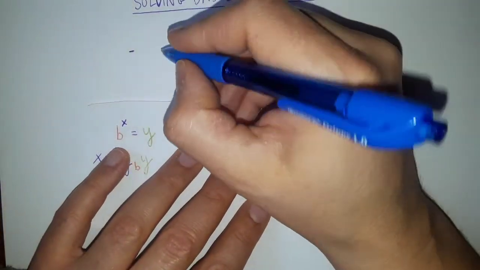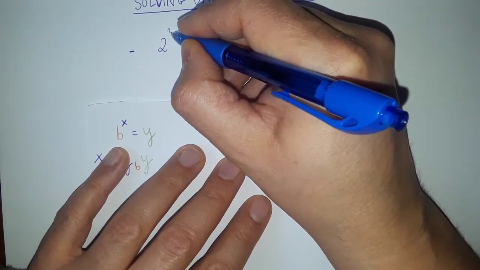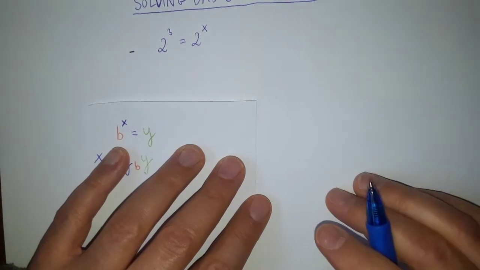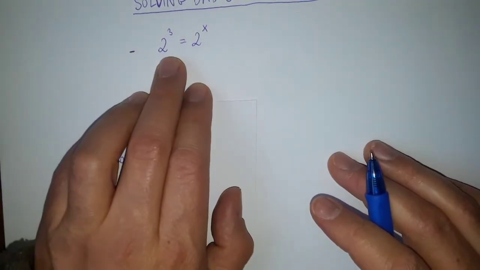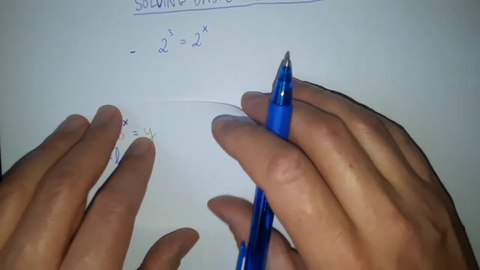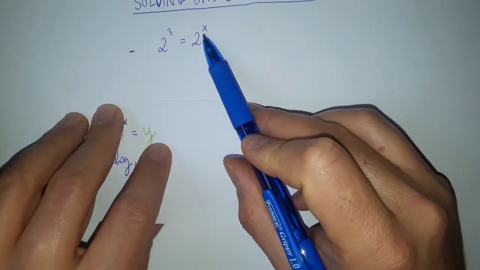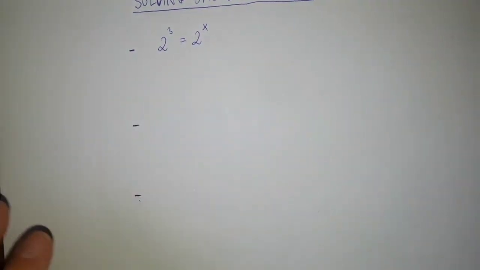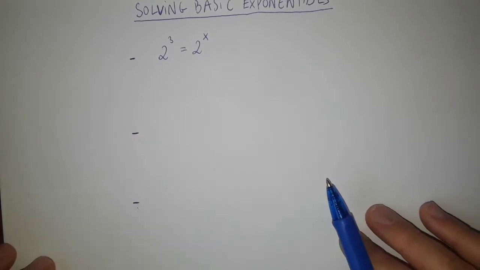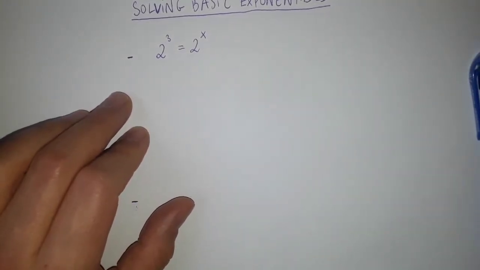So let's put 2 to the third equals 2 to the x. As you can see in this example, the variable that we want to solve for is in the exponent, it's up here. There are kind of three types of exponentials we want to solve. The first type is when the bases are the same.